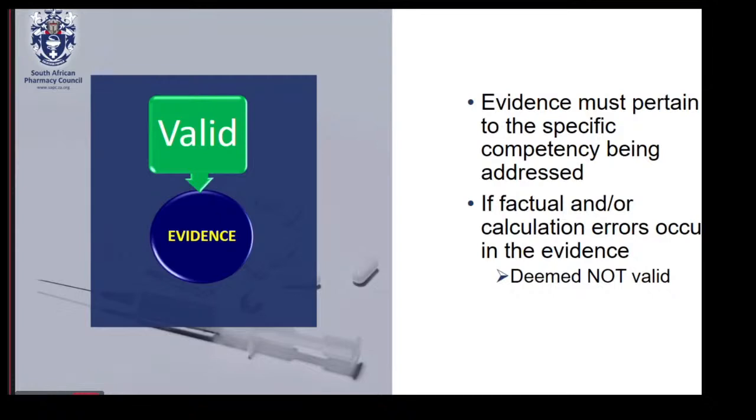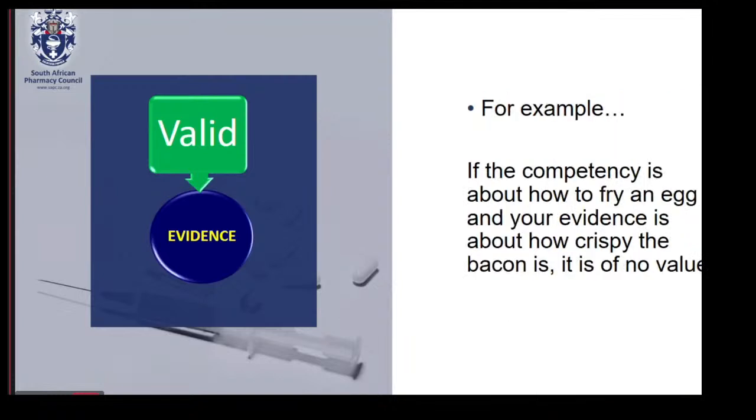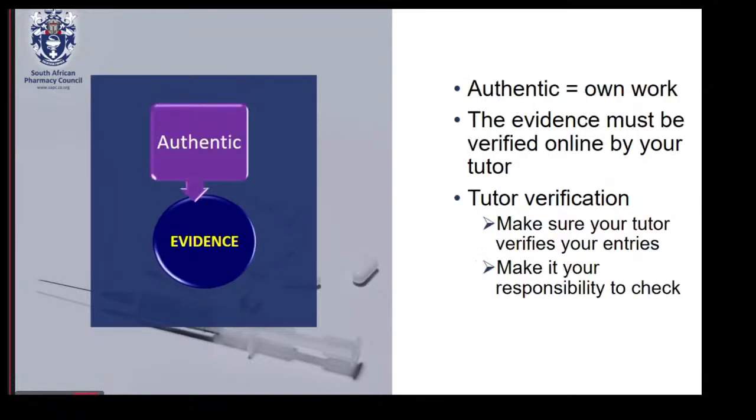It's very important, if you are doing calculations or make any factual error statements, make any mistakes, then immediately the CPD is not valid. So if you made a calculation error or you gave a patient with asthma something that they are not allowed to use, or there are some contraindications, then it will not be deemed valid. So if the evidence is not valid, the other 4 criteria do not count. If, for example, you work out a dosage incorrectly, then automatically the CPD is not successful. So, for example, if the competency standard is about how to fry an egg and your evidence is about the crispy bacon, it has no value, so it will therefore be not valid.